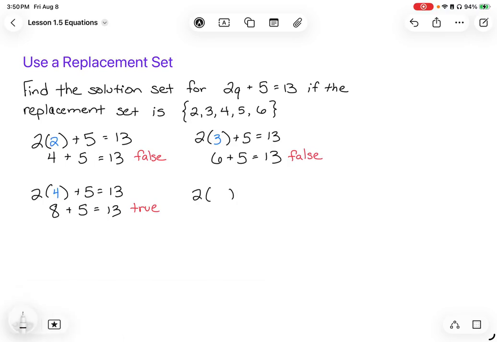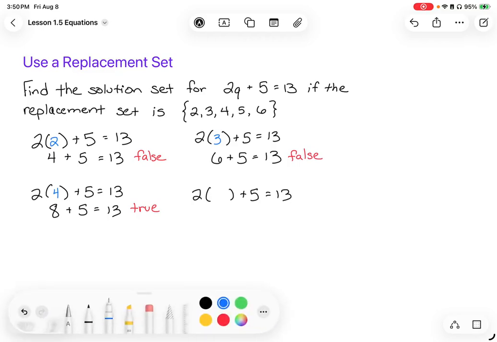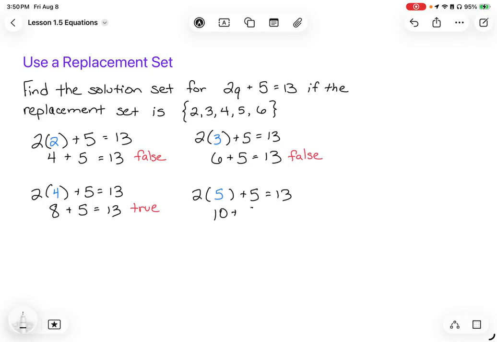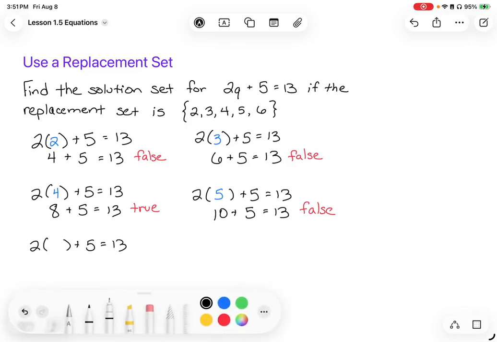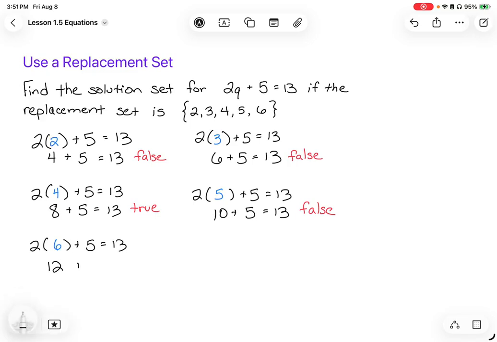Now let's try 5. Is 2 times 5 plus 5 equal to 13? Well, 2 times 5 is 10. Is 10 plus 5 equal to 13? No, it's not. That's another false statement. The last number in our replacement set to check is 6. Is 2 times 6 plus 5 equal to 13? The answer again is no, because 2 times 6 is 12, and 12 plus 5 is not 13. So this also creates a false statement.